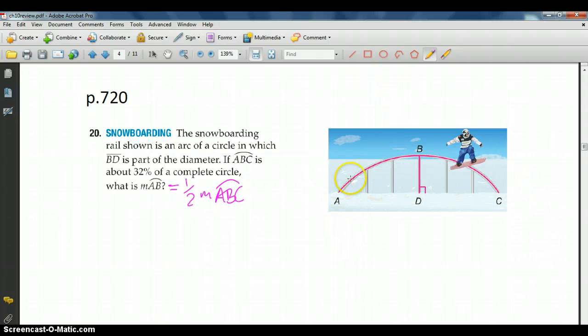So we need to figure out what ABC is. It says that ABC is 32% of a complete circle. So the measure of ABC is equal to 32% or 0.32 times an entire circle. 32% of 360. That gives you 115.2.